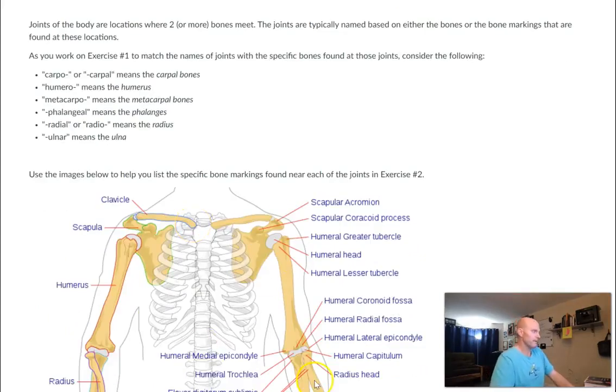So here on this animation or drawing rather, you see where that scapular coracoid process is, and the acromion is further to the back.